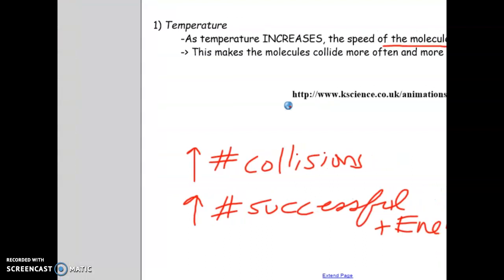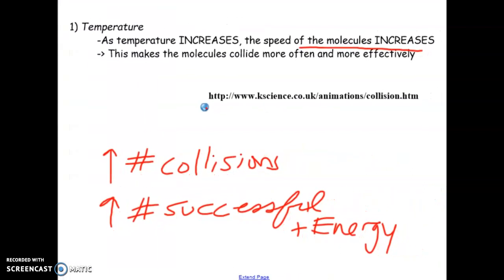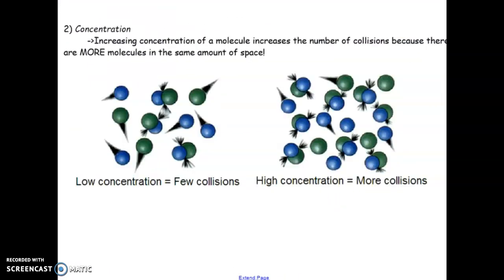So let's continue on here with our note. So that's temperature. Concentration is essentially talking about how many particles or molecules you have in a certain amount of solution. So for example, going from left to right, we can see that the one on the left has more particles than the one on the right. So what's happening here is you have more collisions because there's simply more particles there.